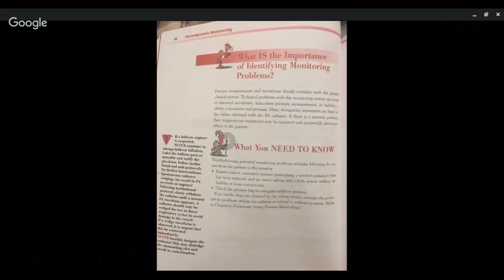What is the importance of identifying monitoring problems? Pressure measurements and waveforms should correlate with the patient's clinical picture. Technical problems with the monitoring system may result in distorted waveforms, inaccurate pressure measurements, or inability to obtain a waveform in pressure.